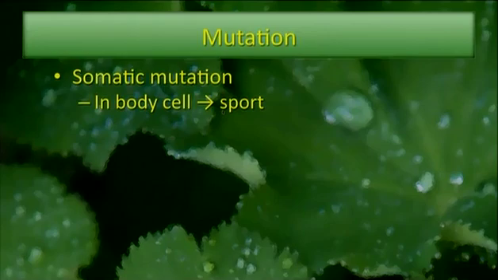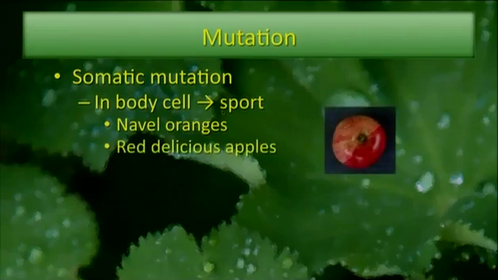A sport is a branch on a plant that looks different from others on the same plant. A sport is actually a mutated branch that has mutated cells. Navel oranges and red delicious apples actually originated from sports.